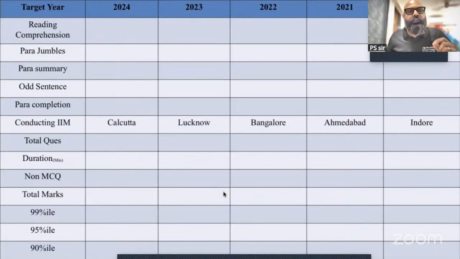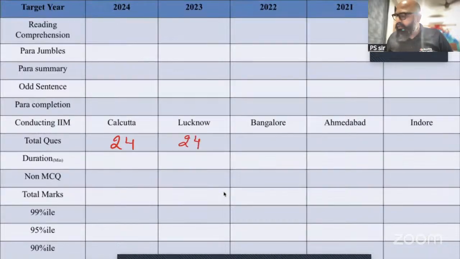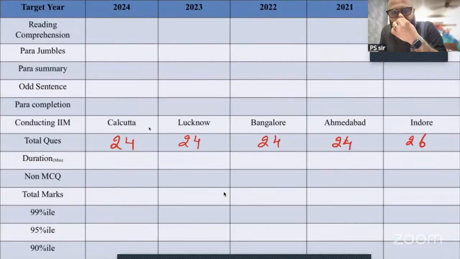First of all, the total number of questions in VARC. In 2024, if you see, there are 24 questions in VARC. Same is the case in 2023, 2022, and 2021. And in 2020, the number of questions was 26, right? This is the only change in the last 5 years. So the number of questions is exactly the same if you compare the VARC section in the last 5 years.